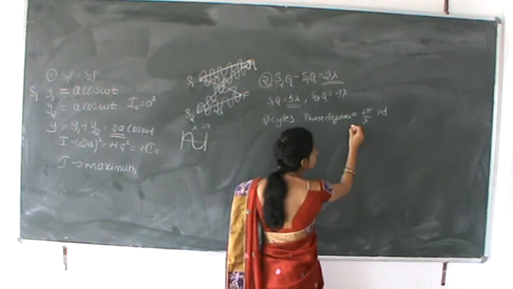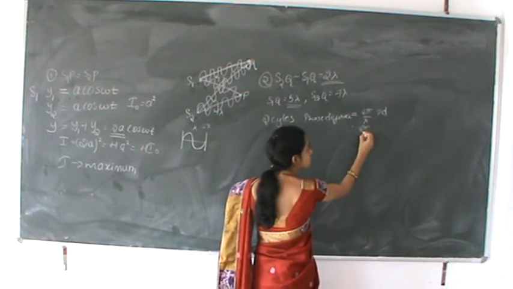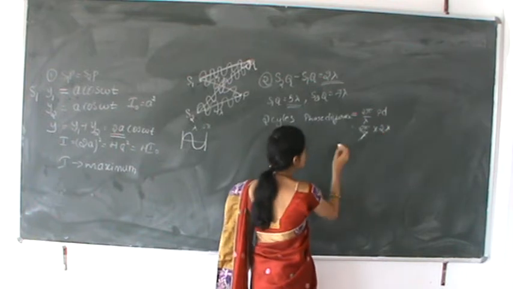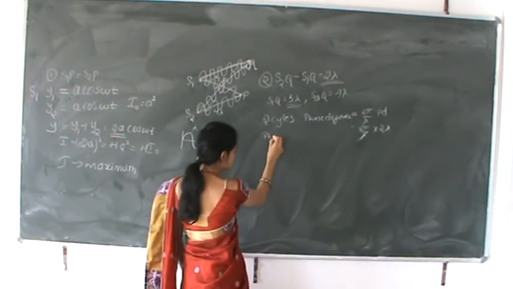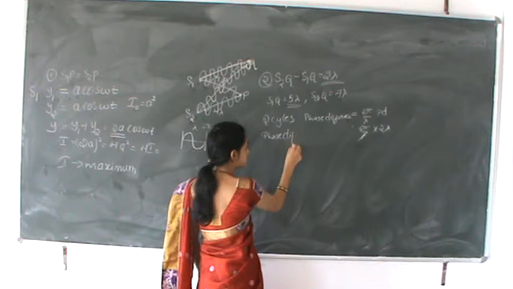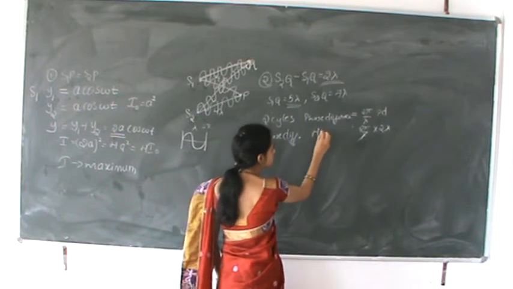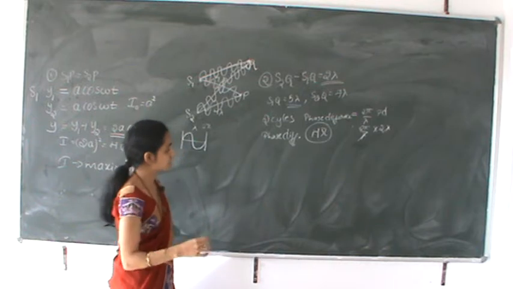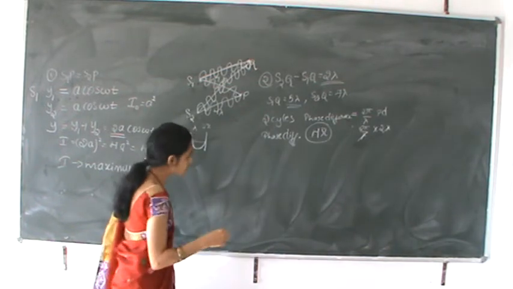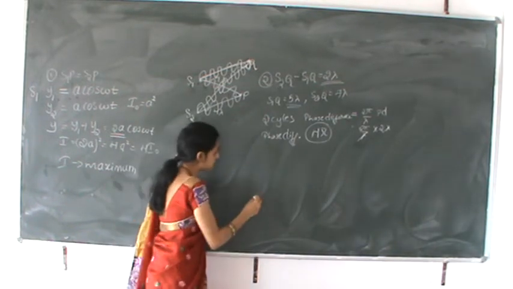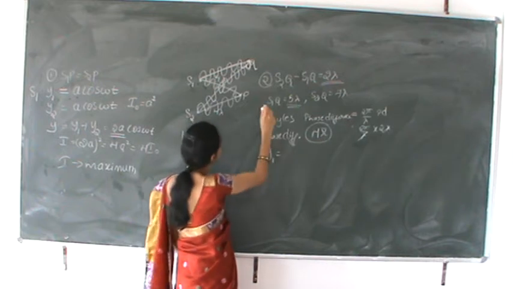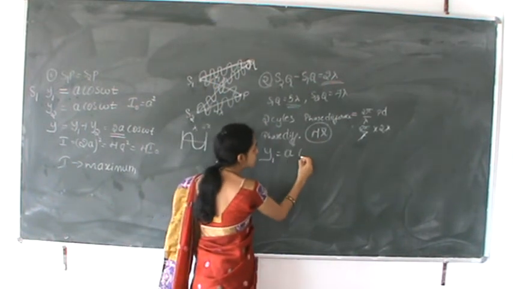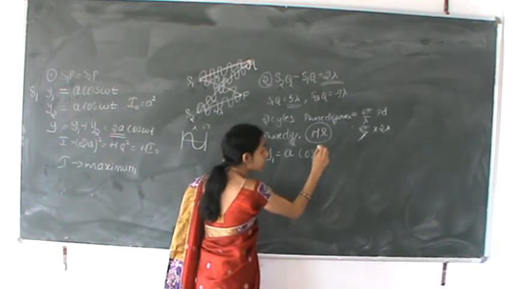If the value is 2 pi by lambda into 2 lambda, the phase difference is 4 pi. Next, I write the equation. Let y1 be the displacement of the source from S1 to Q. That is y1 is equal to a cos omega t.